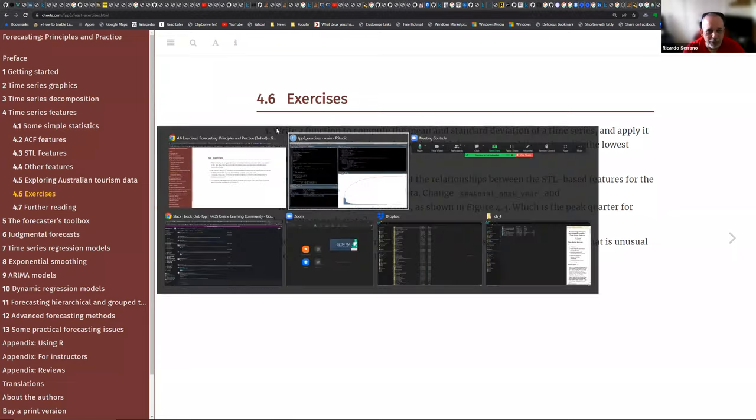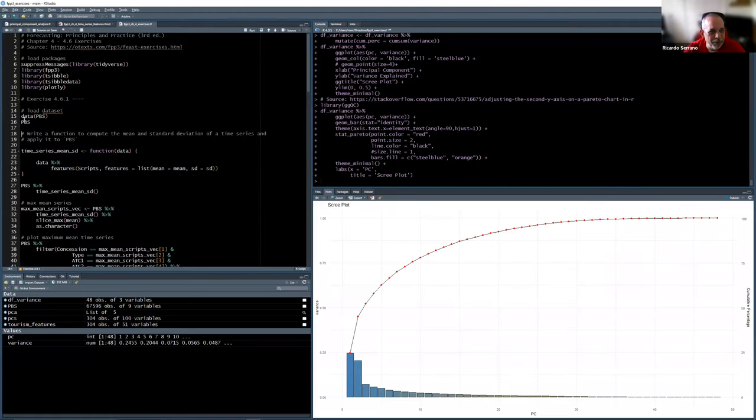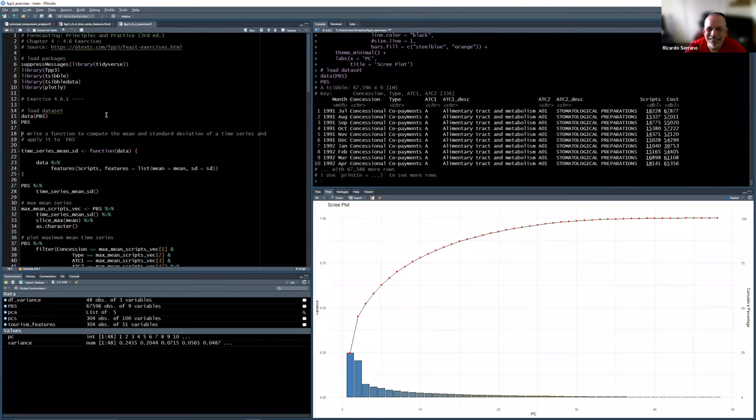So this was my approach, and if someone has a better approach, please bring it in. Okay, so this is the data: medical prescriptions. It has two time series, really. It has the number of prescriptions made, and then the cost of those prescriptions.